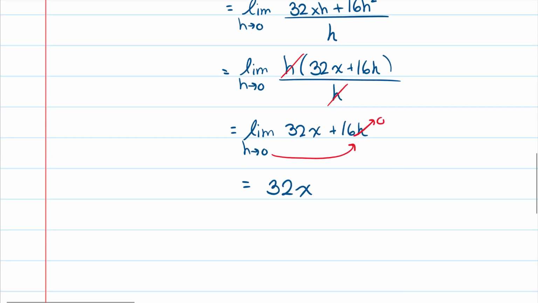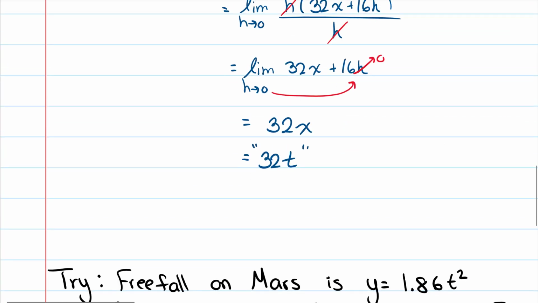And so we get that the equation to find instantaneous speed at any time is 32x. Now keep in mind that we were using time, so I'm going to rewrite this as 32t because we're using time and not x values. So the next step is to let t equal 1 because we want to know the speed at 1 second. And so we get that this is equal to 32 times 1, which is 32 feet per second.